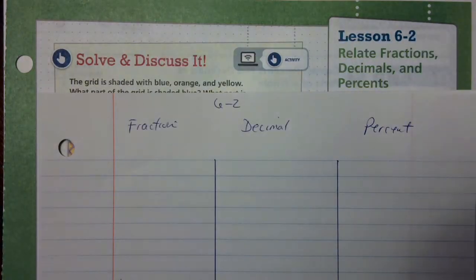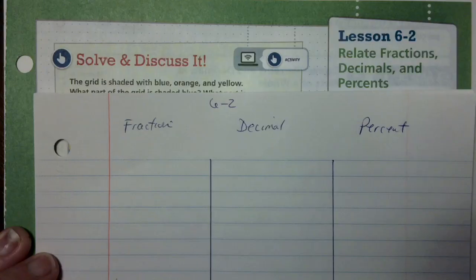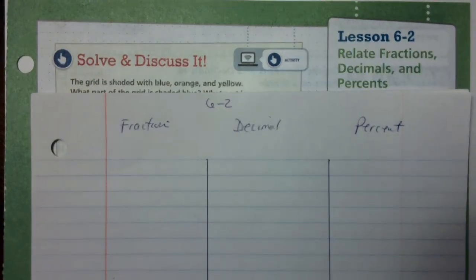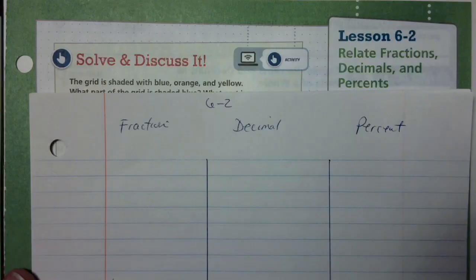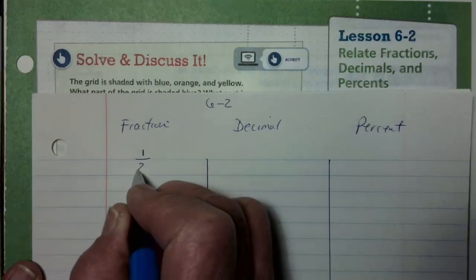Okay, students, today we're going to be working on lesson 6-2. Before we start on the lesson out of the book, I want you to tune in right here to this piece of paper, and we're going to talk about some common fractions that we should know the decimal form of, and we should know the percent form of without having to do much thinking. So we're going to start with the fraction that is a half.